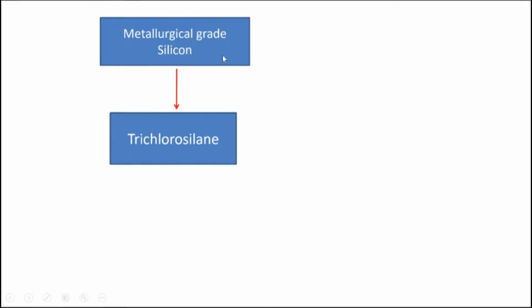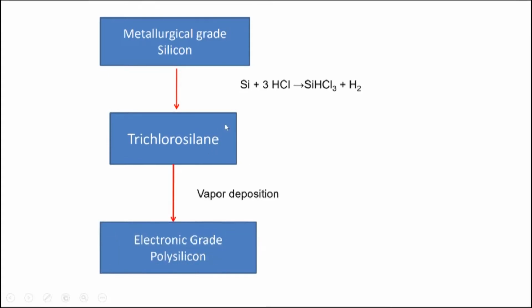So what we do is we take this metallurgical grade silicon, react it with HCl, and we get trichlorosilane, which is a gas, in gaseous form. And we use a vapor deposition.